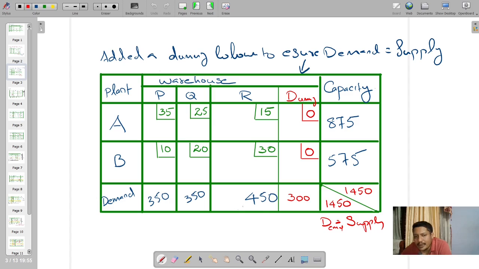Now by adding a dummy column, we can see that the total demand is equal to the capacity, that is, demand and supply are balanced. The added dummy column will have cost elements equal to 0. So you can see over here, the dummy cost value is 0. Now demand equals supply, and we can go and find the initial solution.